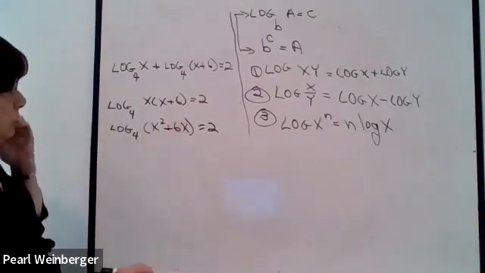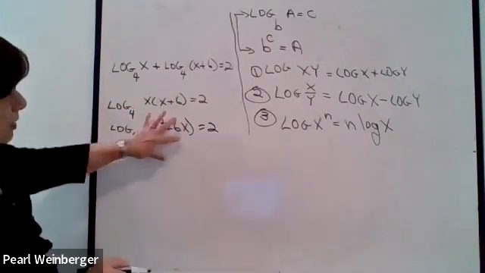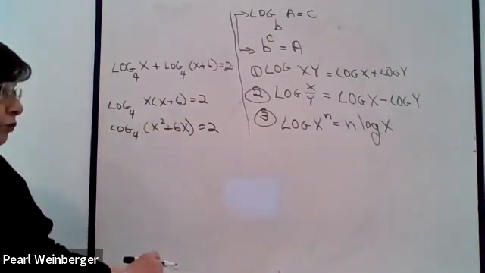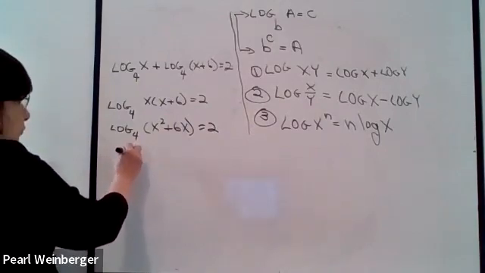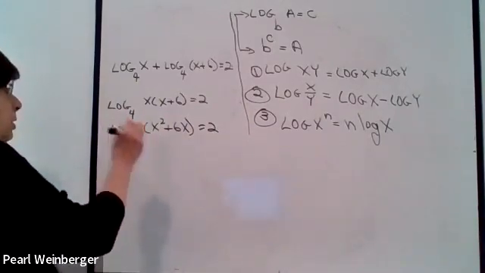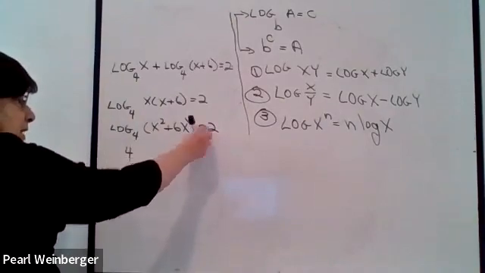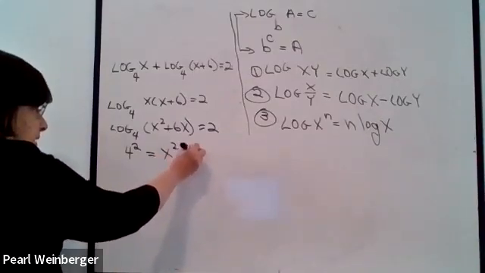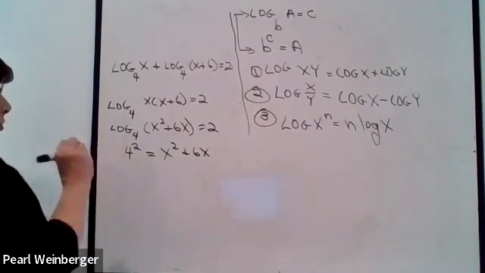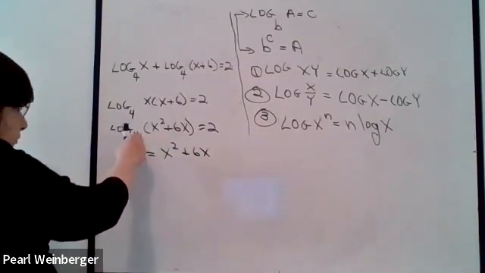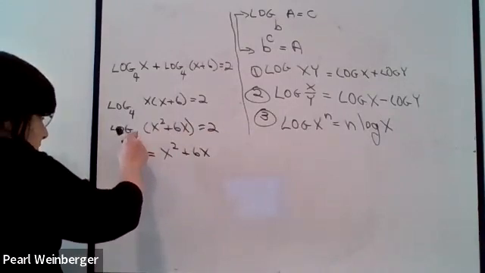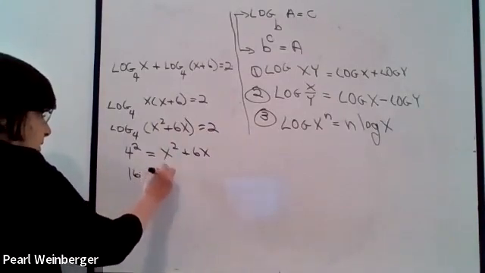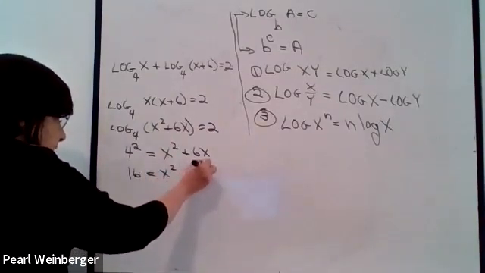And now that we have just one log on this side and a number on this side, we're going to switch this to exponential form. My base here is 4. So this is 4. The number on the other side is the exponent. So that means 4 squared equals x squared plus 6x. And the 4 squared, that's where you have to be very careful. Don't set it equal to 2. It's equal to 4 to the 2 exponent. 4 squared is 16. So this becomes 16 equals x squared plus 6x.